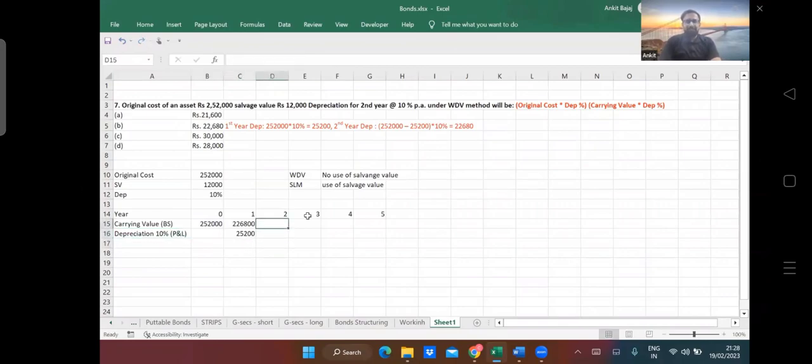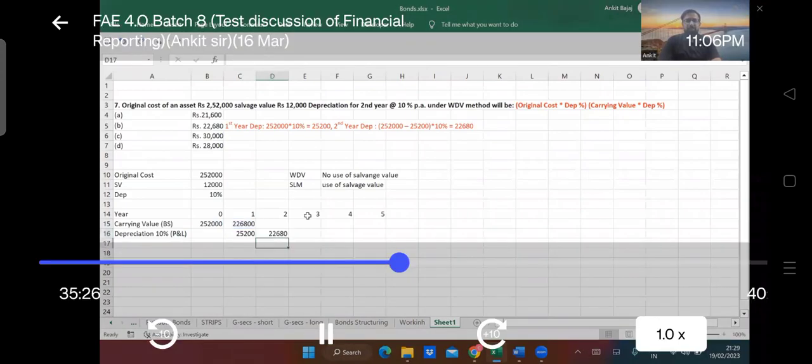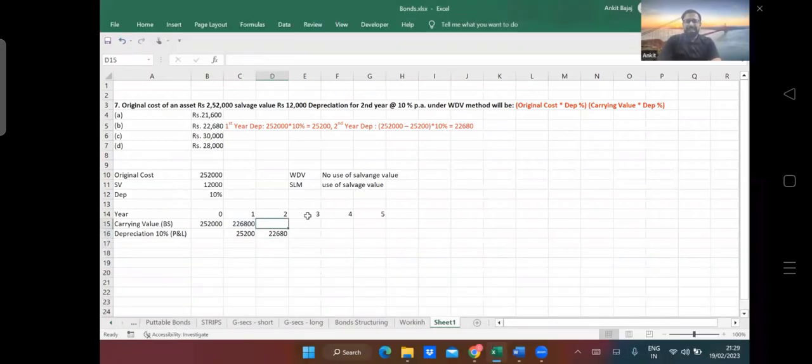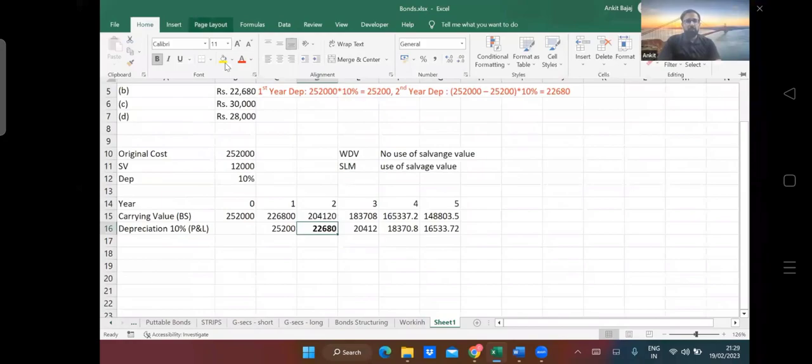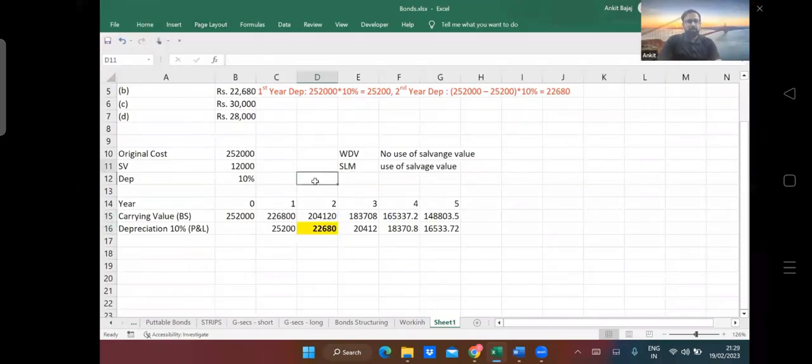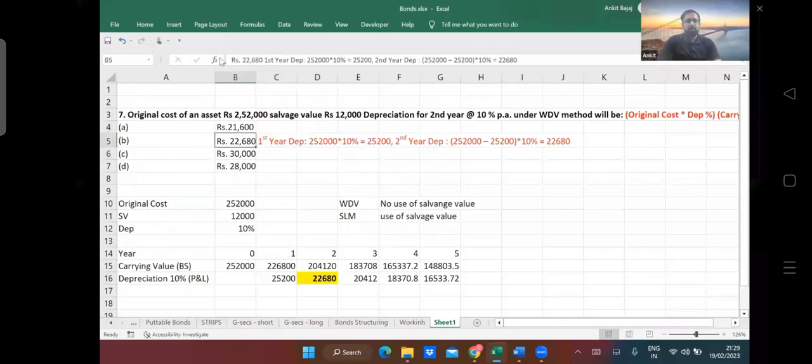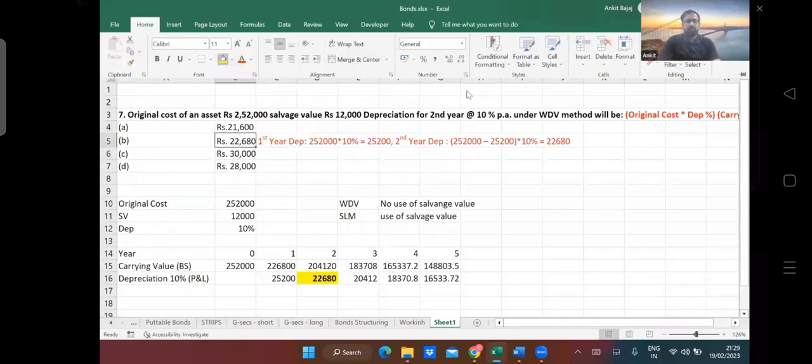Now, what depreciation will you charge for next year? Next year you will be charging the depreciation on the carrying value. That's 2,26,800, and it is going to be 10%. So this much depreciation you will be charging for the second year. What is going to be the carrying value for the second year? It is going to be the opening value minus depreciation. This is how we have to calculate the depreciation and carrying value. So the depreciation for the second year is going to be 2,22,680, and you see the same amount of depreciation we have given here. Hopefully you understood the concept, right?